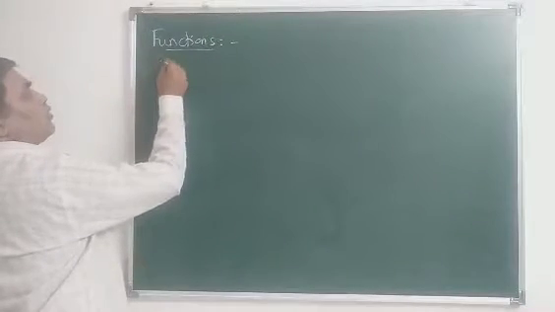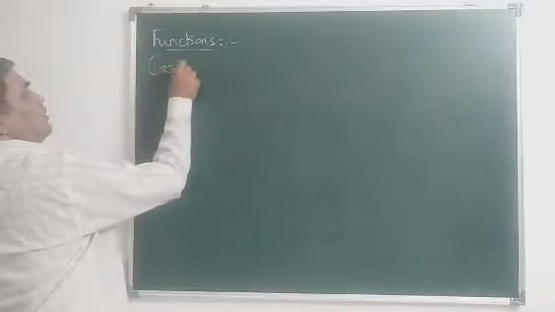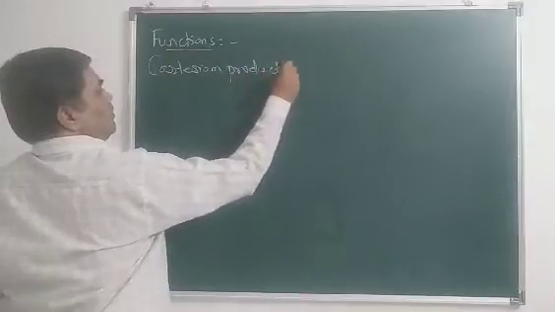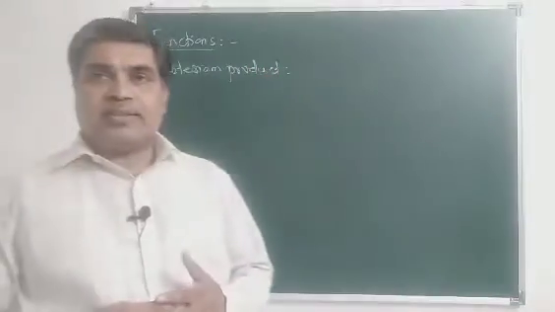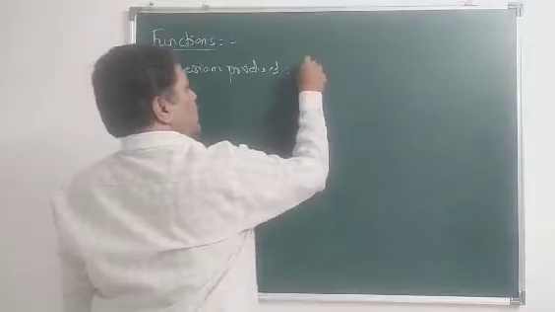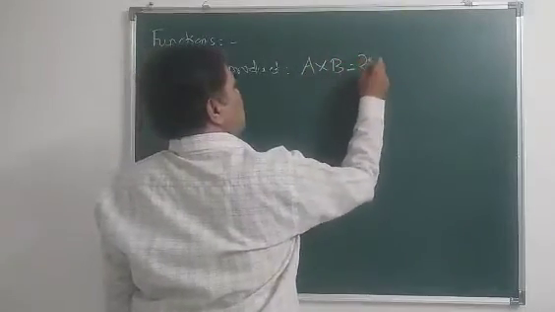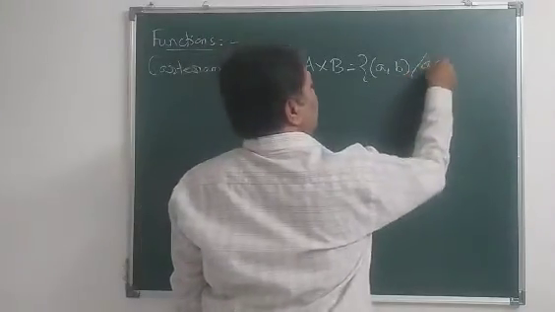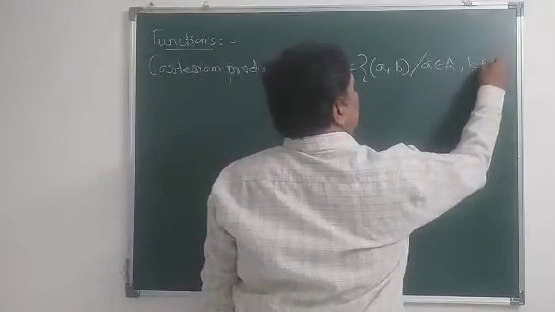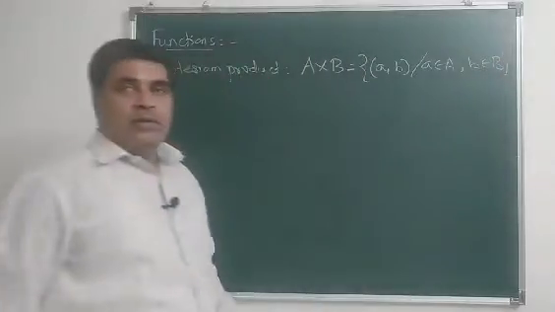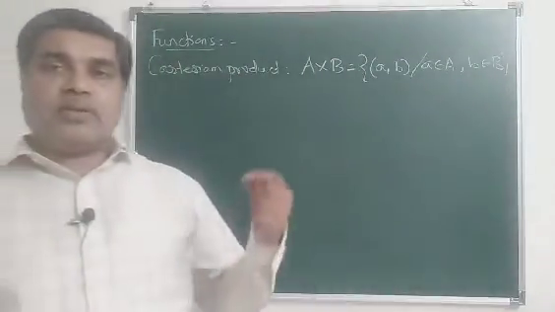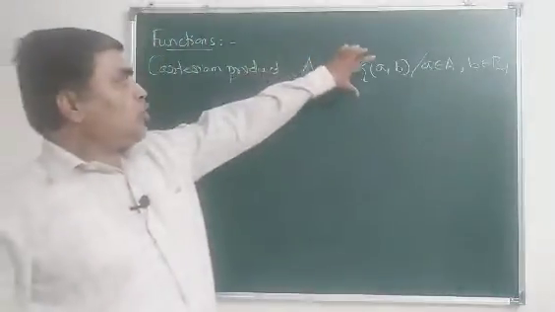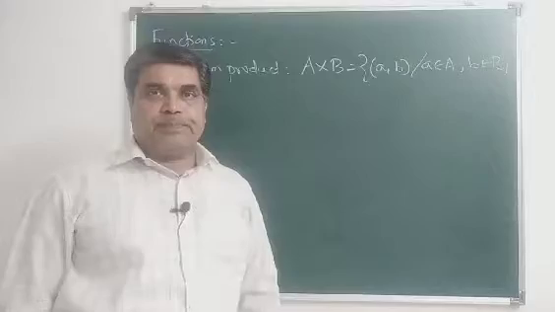So what is the relation? Firstly, Cartesian product of two sets. If A and B are two sets, then A cross B is a set of ordered pairs (a, b) where a varies in A, b varies in B. The set of ordered pairs where the first element is from A and the second is from the second set is called A cross B.